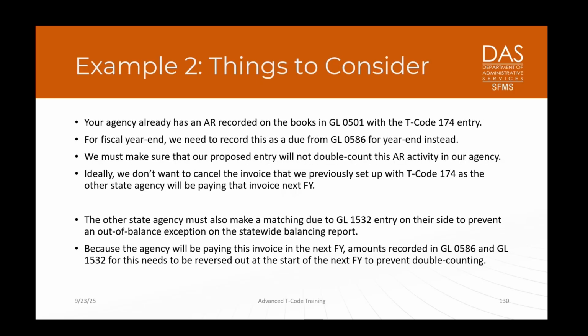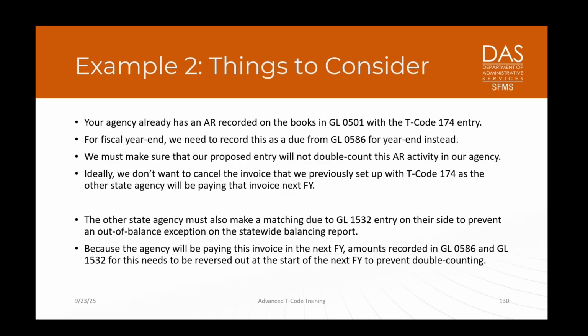Some important things to consider here. Your agency already has an AR recorded on the books in GL 0501, but for fiscal year end, we need to have that amount reported in GL 0586 because it's due from another agency. So whenever we're putting together our entries, we need to make sure we're not double counting the AR and reporting it both in 0501 and 0586.